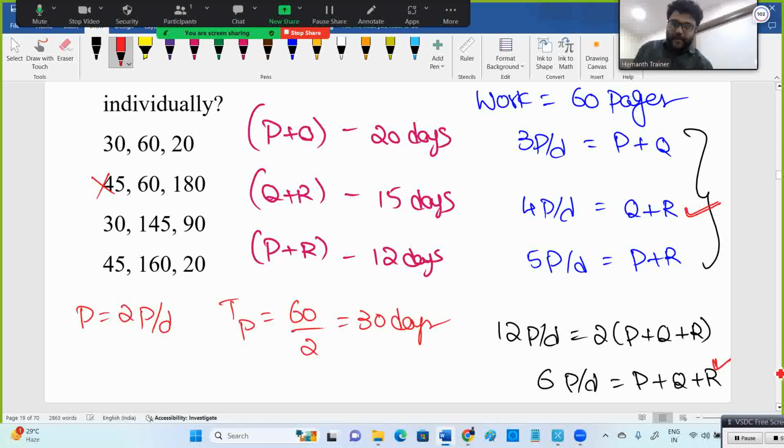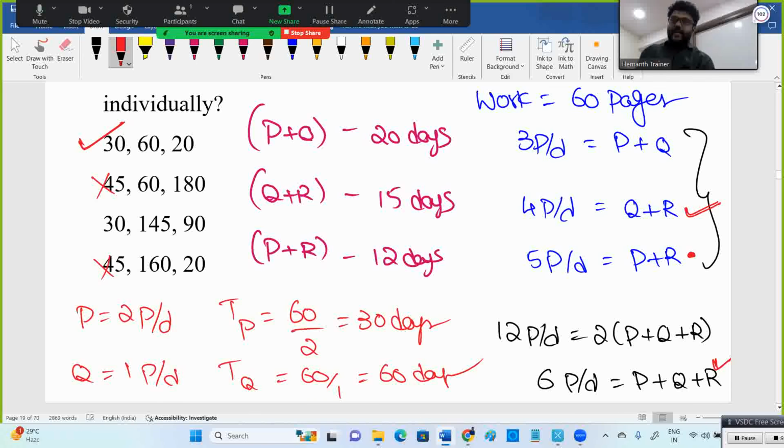30 is available in two options, so we need to think about Q as well. Q's efficiency: P plus Q plus R is 6, P plus R is 5. P and R type 5 pages per day, P plus Q plus R 6 pages per day, which indicates Q is typing 1 page per day. Time taken by Q is 60 divided by 1, 60 days. And R will take only 20 days. Option A. 30, 60 and 20.